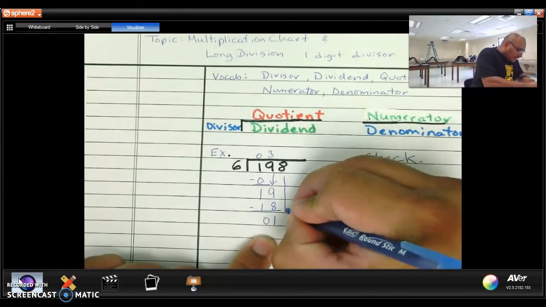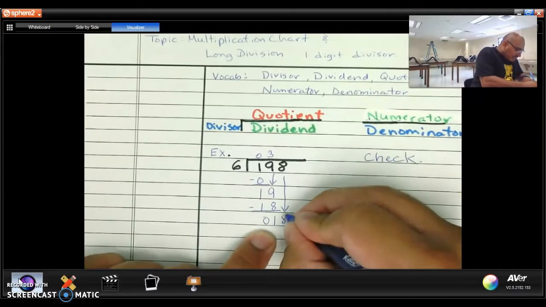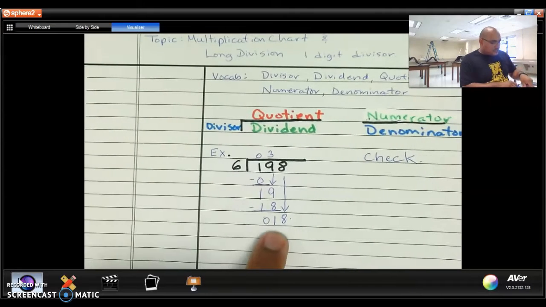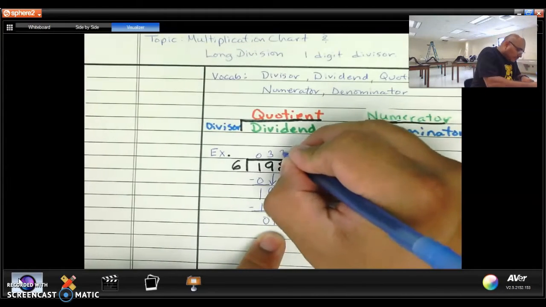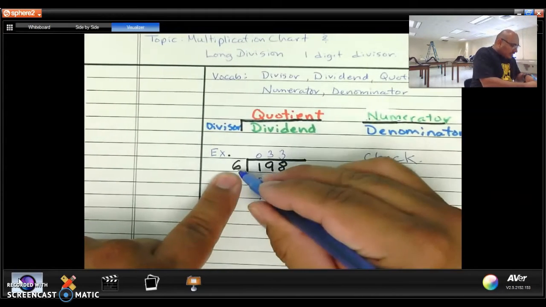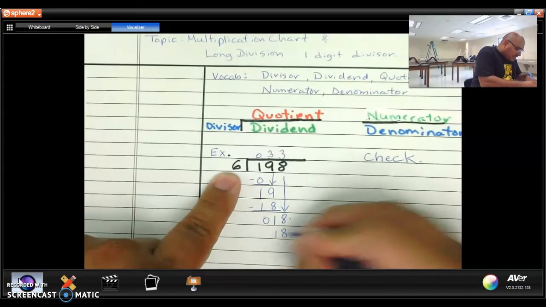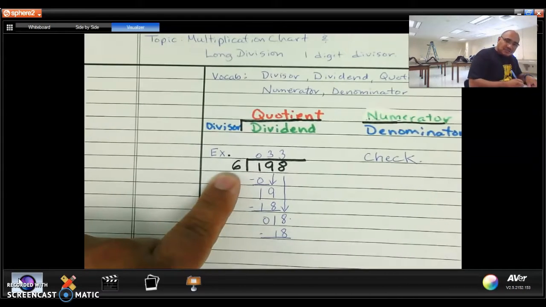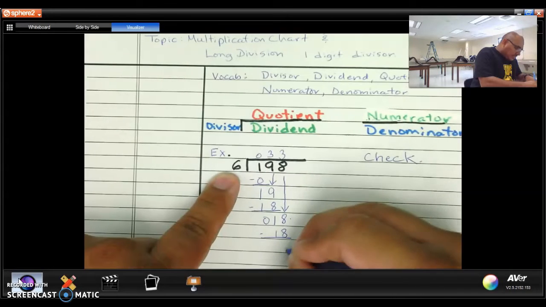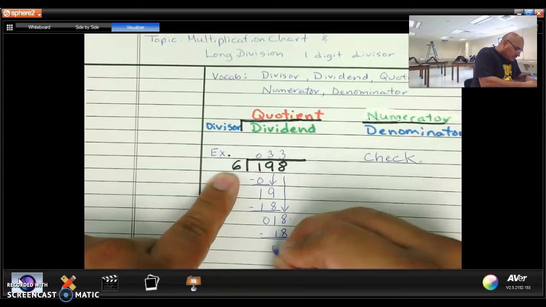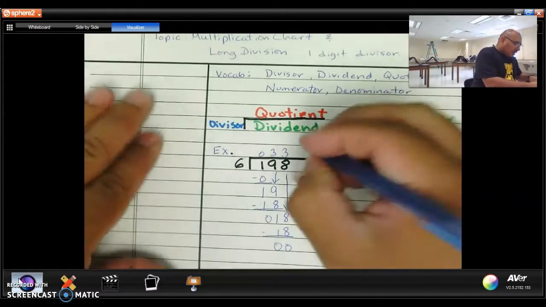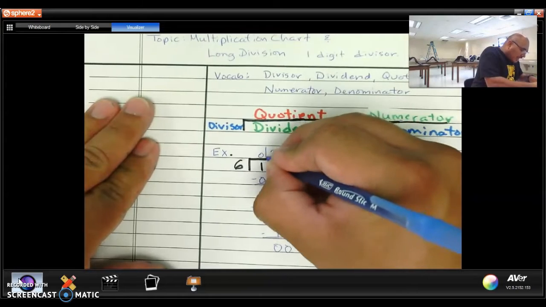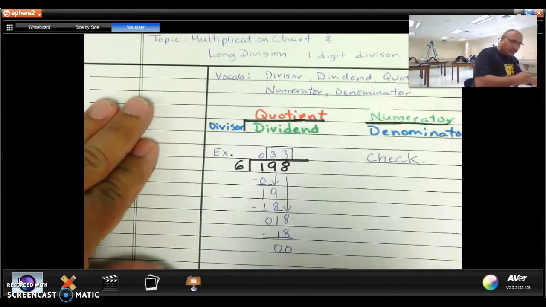I'm going to bring down that last number of 8. 6 goes into 18. Oh, well, we already know that because it happened to be that previous number 3 times. So 3 times 6 is 18. I'm going to subtract them. 8 minus 8 is 0. 1 minus 1 is 0. So we have no remainder left over. So that means our quotient is actually 33.